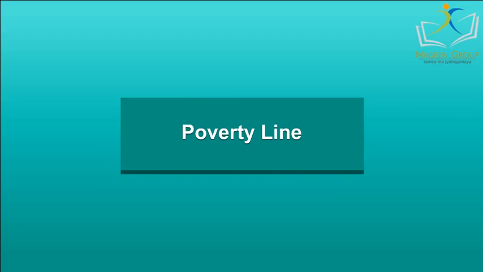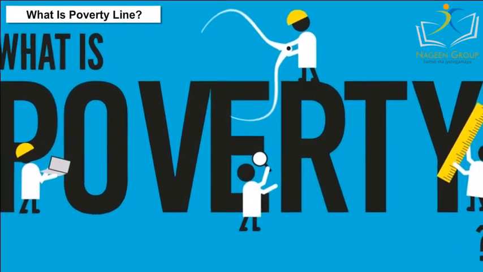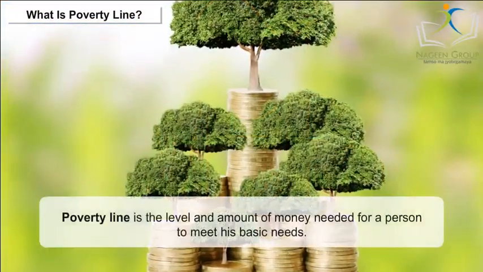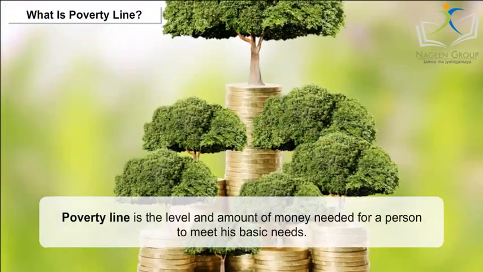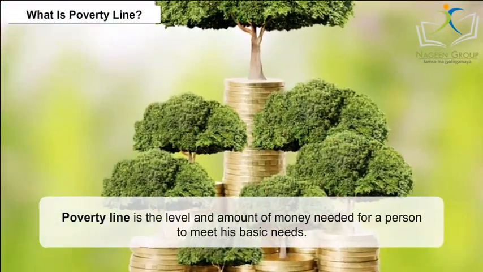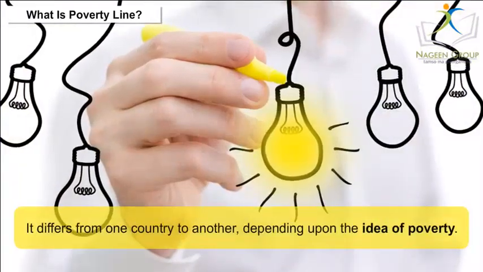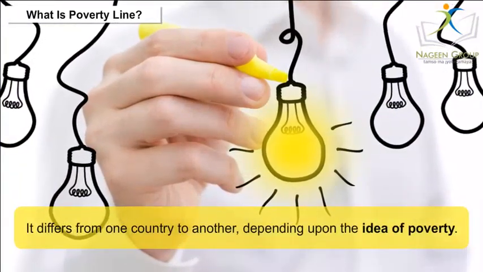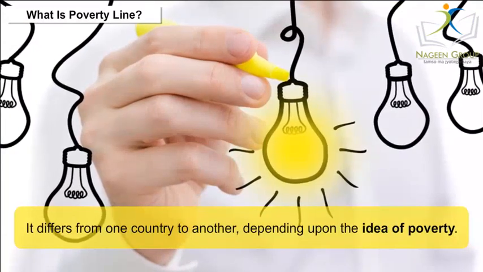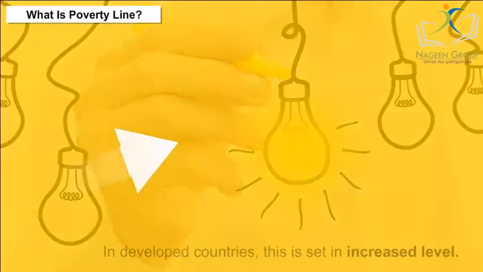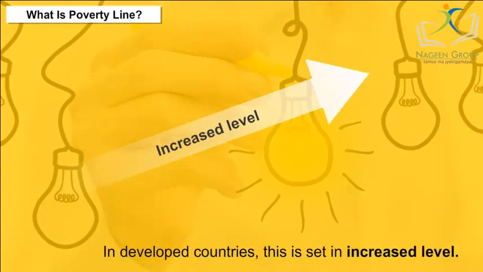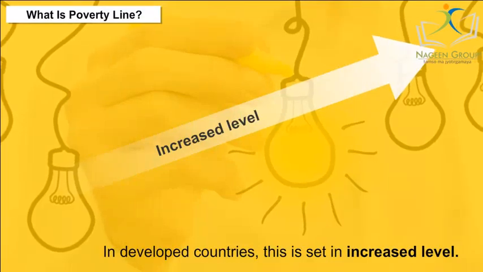Poverty line. What is poverty line? Poverty line is the level and amount of money needed for a person to meet his basic needs. It differs from one country to another, depending upon the idea of poverty. In developed countries, this is set at an increased level.